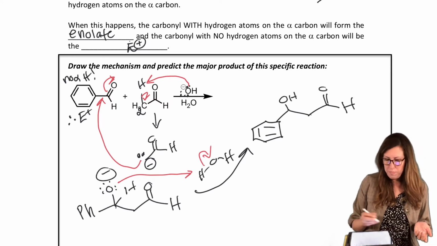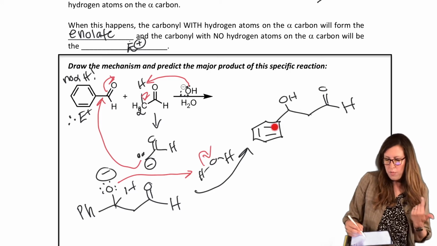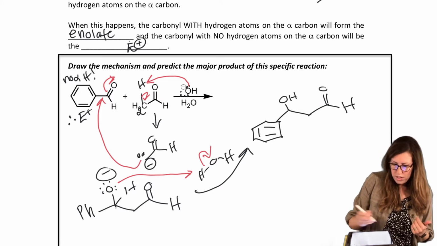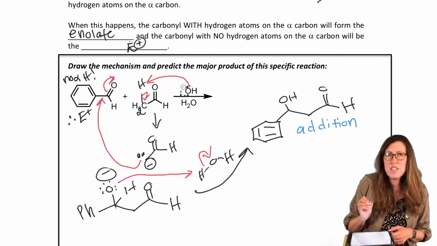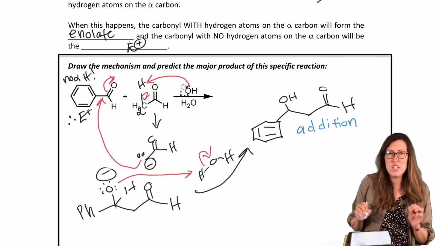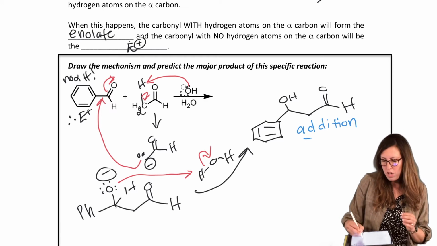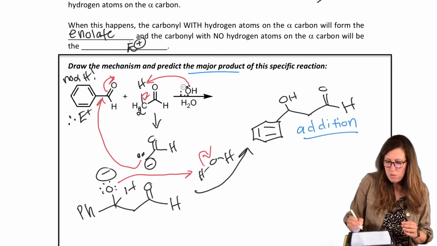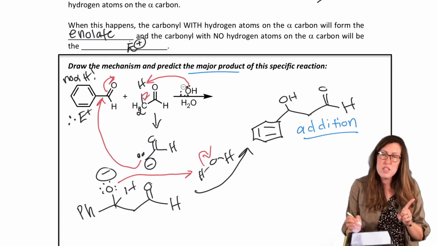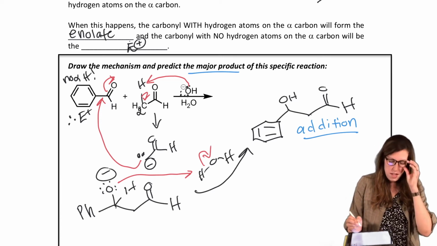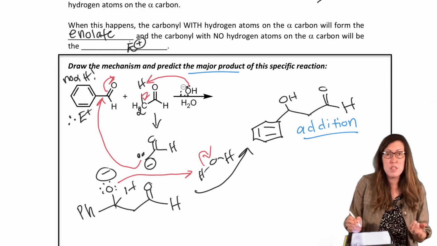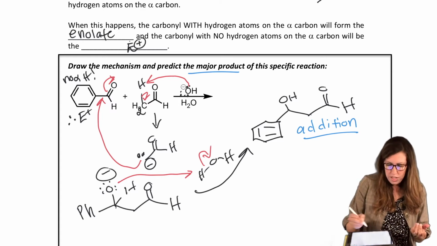Notice that if we stop here, we would call this the addition product. Read your directions carefully, because if it tells you to draw the addition product, that's the addition product. But if it says major product, we have to ask, will it stop at the addition? Or remember, it could also move on to the alpha, beta unsaturated carbonyl, especially if there's extended conjugation, or heat.